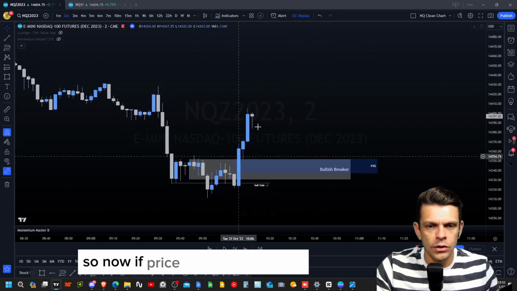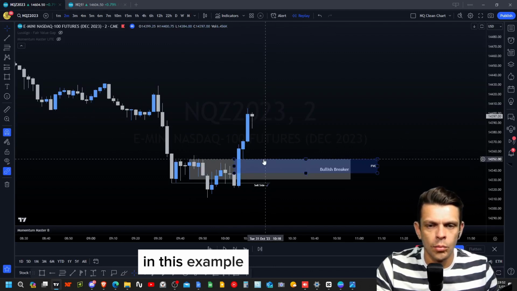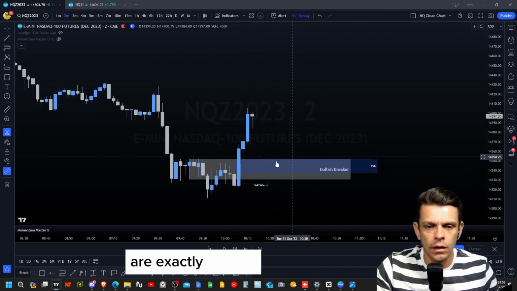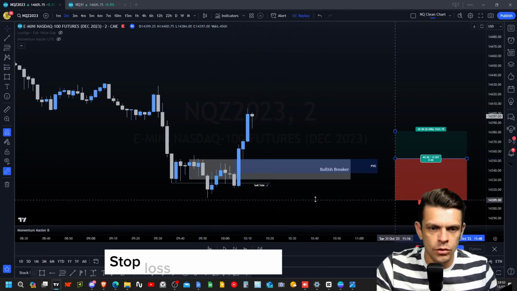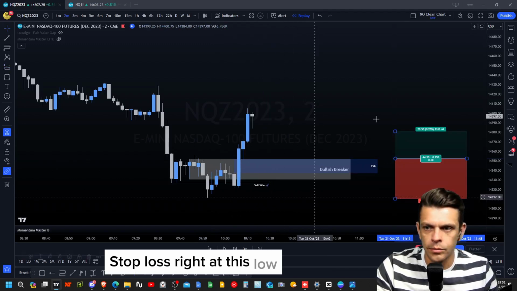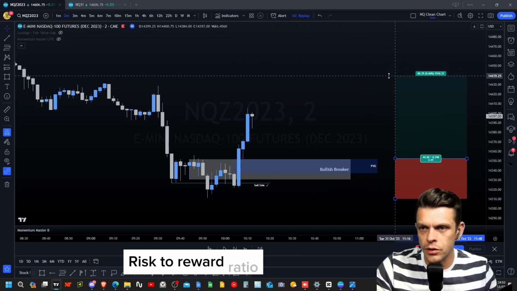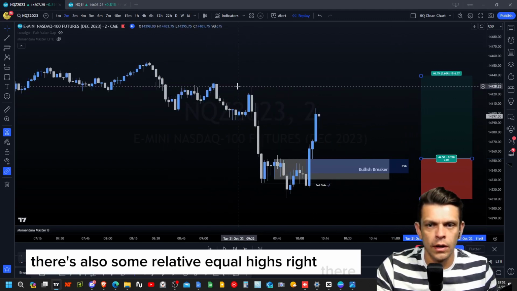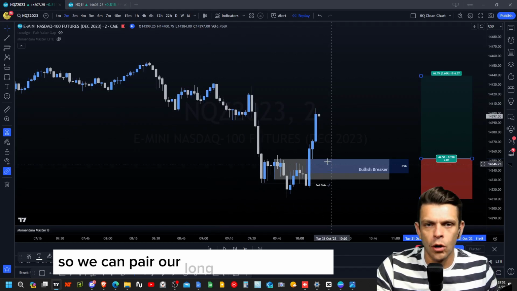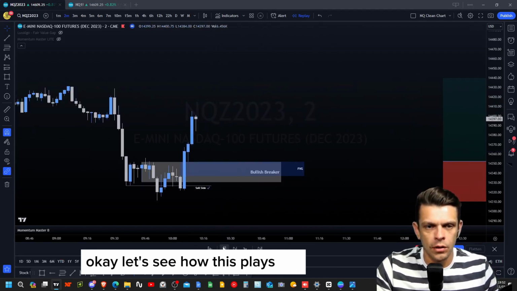Now if price action can retrace into the first PD array, in this example, both of them are exactly aligned, so we can enter our position right there. Stop loss right at this low, and then we will target a 2-to-1 risk to reward ratio. There's also some relative equal highs right there, so we can pair our long position with the buy side above these highs. Okay, let's see how this plays out.